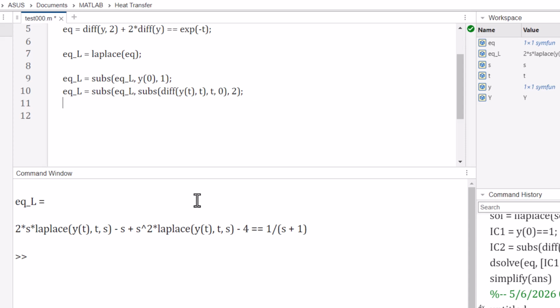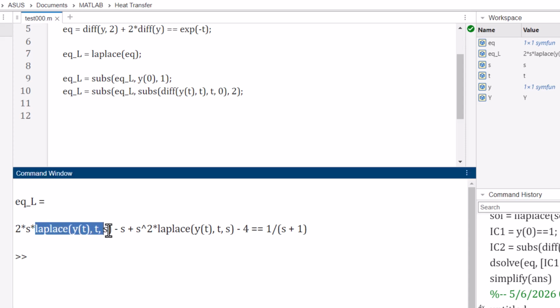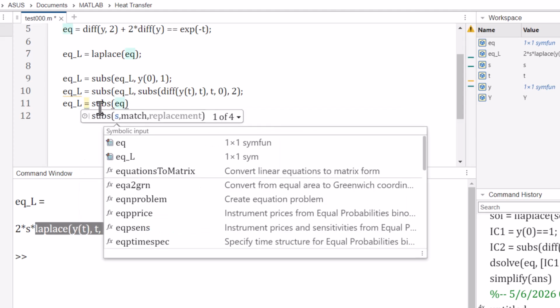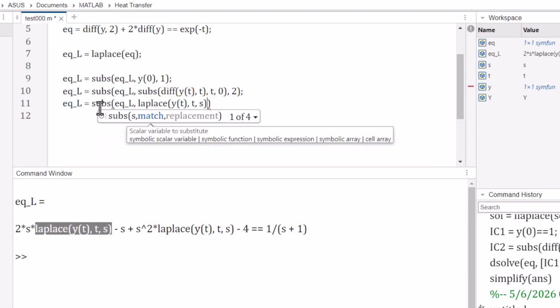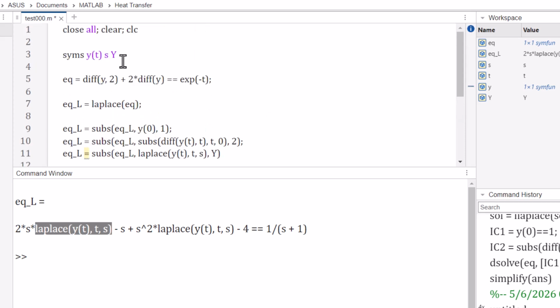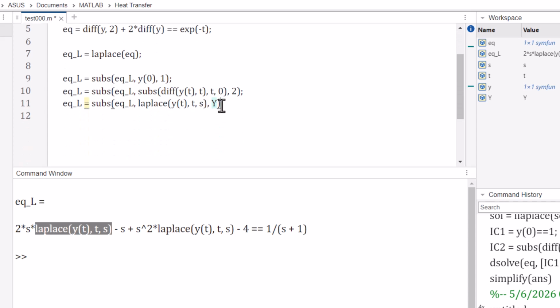And the last simplification is this term. This is the Laplace transform of y. And instead of this big notation, I use a simpler one. So I substitute into equation L, instead of this big term, I put only Y. As I defined Y here, I want it to be the Laplace transform of small y. Small y was in the time domain. Now capital Y is in the S domain.